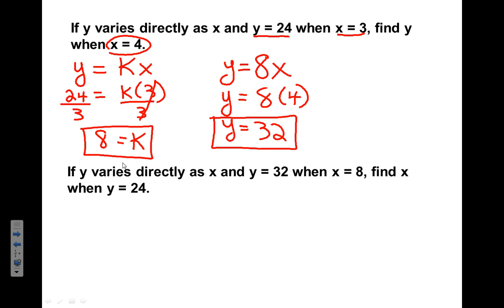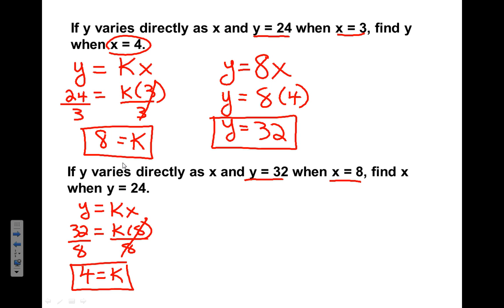So next example. If y varies directly as x, y is 32, x is 8. Find x when y is 24. So we start the same way. y equals kx. So that's your general. Then we substitute y is 32, x is 8, and we find the value of k. So 32 is equal to k times 8. The opposite of multiplying k by 8 is to divide both sides by 8. Those 8's cancel, and k is equal to 4.